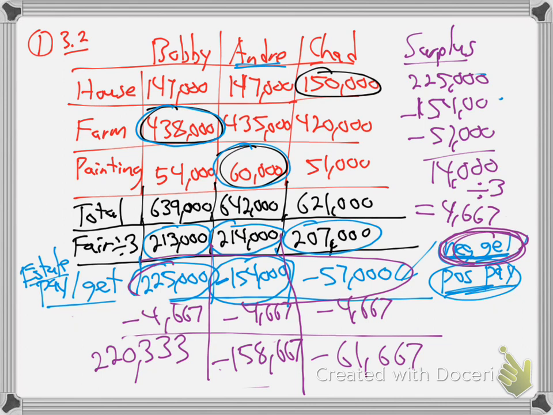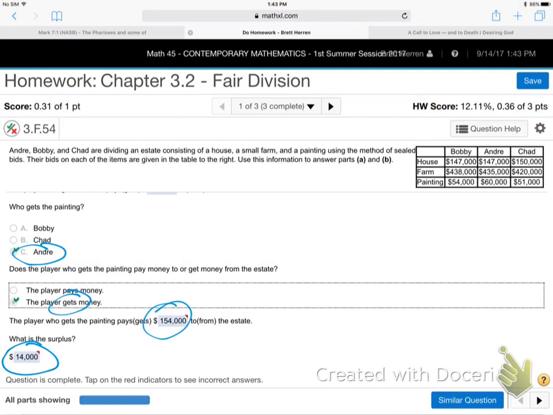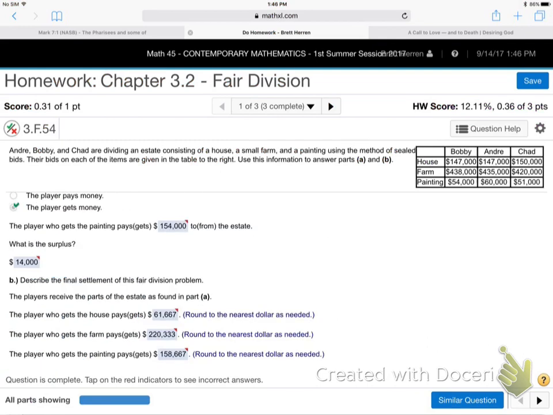So they're all getting better than fair in their own value system. Let's go back and make sure those numbers are right. I hope they are. 220 and 158, 61. Let's see. 220. Yep, boom, boom. Those look right, don't they? There they are. And now the problem is really over.